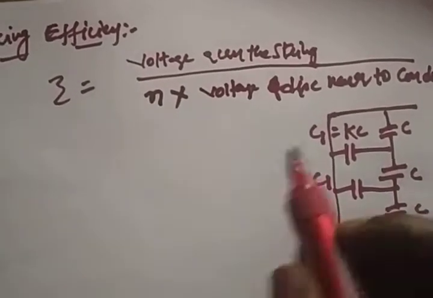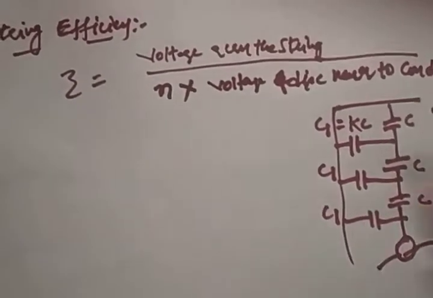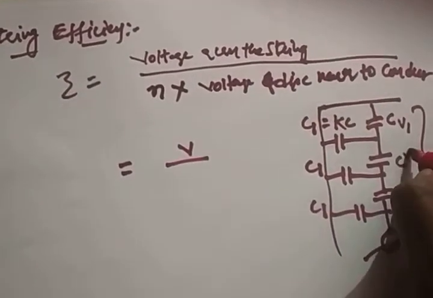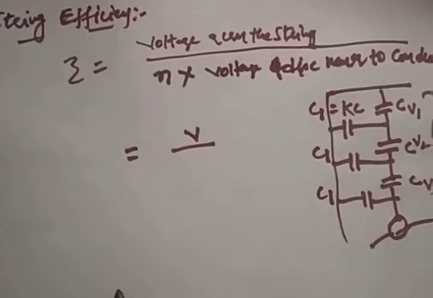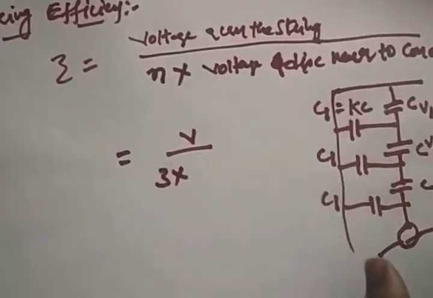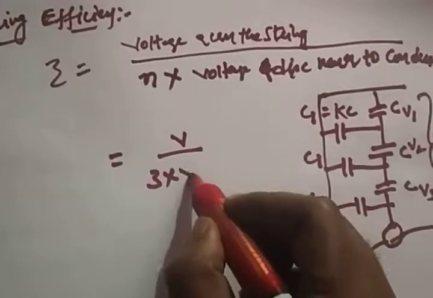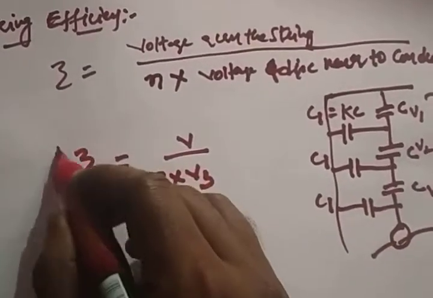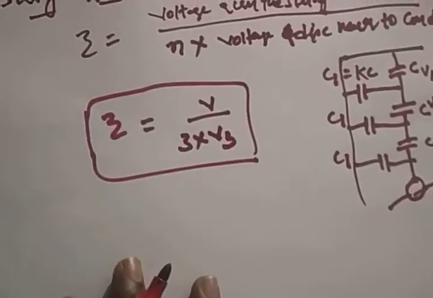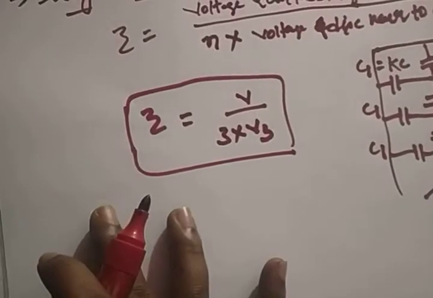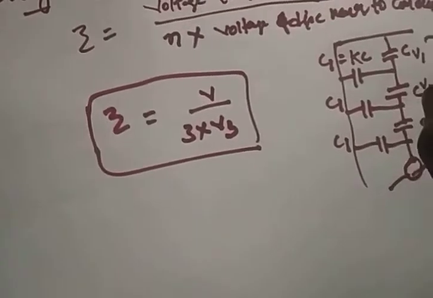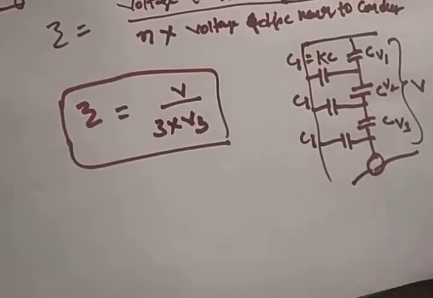If you assume the individual voltages V1, V2, V3, the total voltage across the string is V. With 3 disks and the voltage of the disk nearer to the conductor, this is the efficiency. In the last session, we derived each and every formula, how you can find out the voltages V1, V2, V3 and all these things.